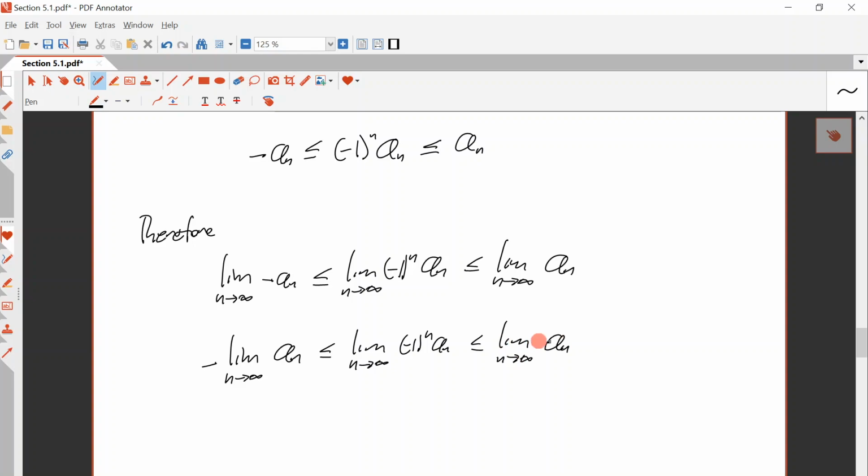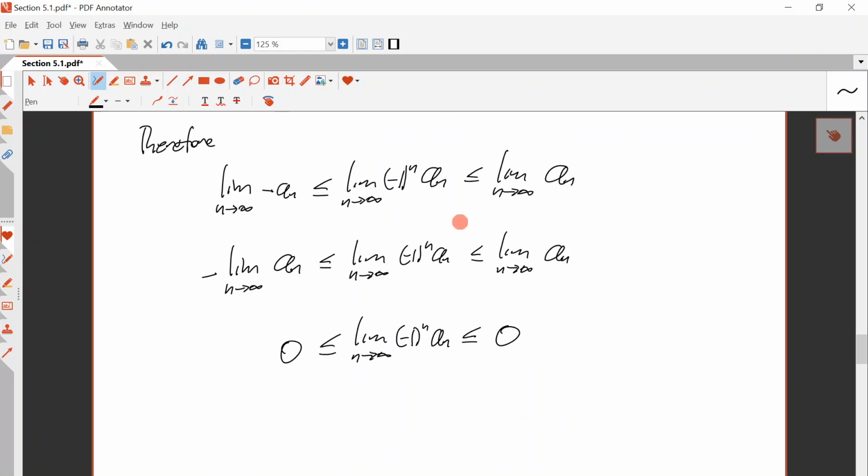Right, but we assume that a_n converges to 0. So this is 0, and that's 0, negative of 0, which is 0. So 0 is less than or equal to this limit of the flip-flopping sequence, the sequence that balances positive, negative, but its limit is stuck between 0 and 0. Therefore, it must be 0.